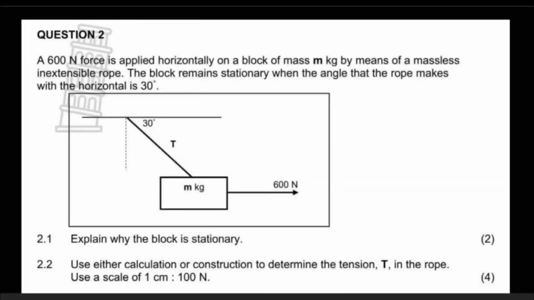Here we have question 2 that says a 600 Newton force is applied horizontally on a block of mass m kgs by means of a massless inextensible rope. The block remains stationary when the angle that the rope makes with the horizontal is 30 degrees.